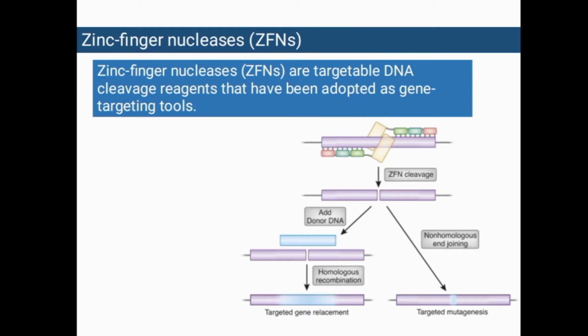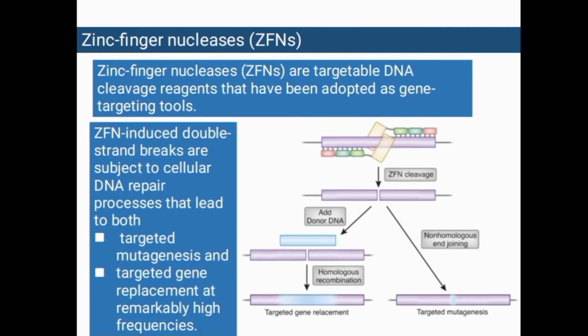If a homologous DNA is provided, repair can proceed by homologous recombination using the donor as a template. Alternatively, the break can be repaired by non-homologous end joining, leading to mutations at the cleavage site. These may be deletions, insertions, and base substitutions, usually quite localized, but sometimes extended away from the break. It can use double-stranded DNA repairs that lead to both targeted mutagenesis and targeted gene replacement at remarkably high frequencies.